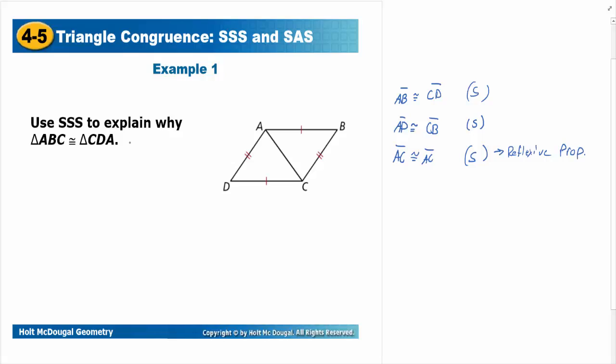So if I was going to list this out, to explain why these are congruent using side, side, side, you would have AB is congruent to CD, AD is congruent to CB, and that's given. AC is congruent to AC by the reflexive property. Therefore, you can say that triangle ABC is congruent to triangle CDA by, and again here we just say side, side, side. There's your reasoning that goes along with it. All right, so that's going to be, again, using the reflexive property to show triangles are congruent.